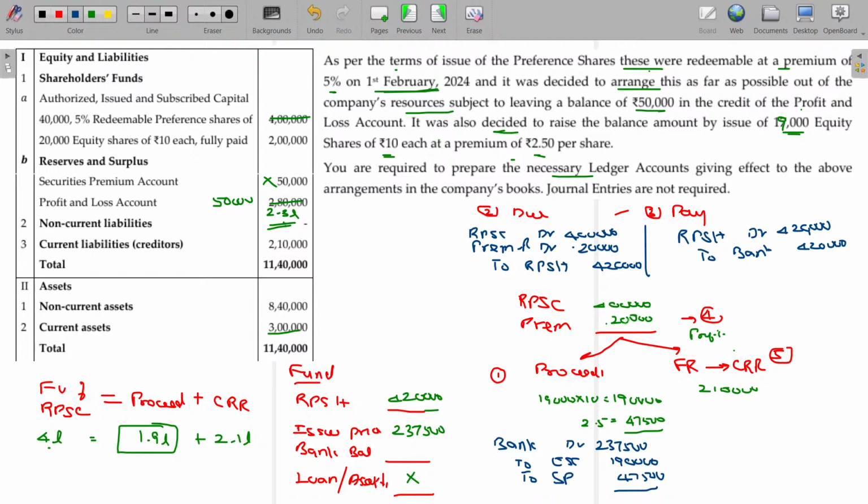And the loss of 20,000 is adjusted where? In profit and loss account. So profit and loss account debit to premium on redemption. Value being 20,000. I have to create the CRR. For that the entry is P&L account debit to CRR, the value being 2,10,000. Is that clear?